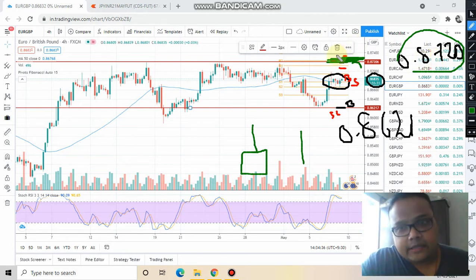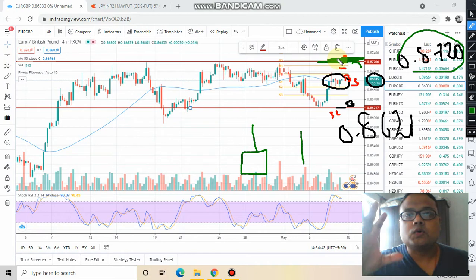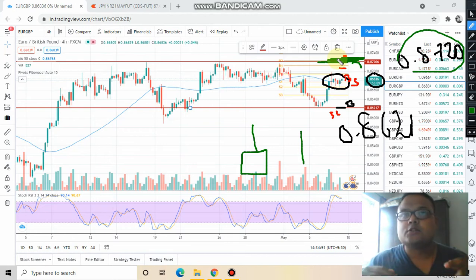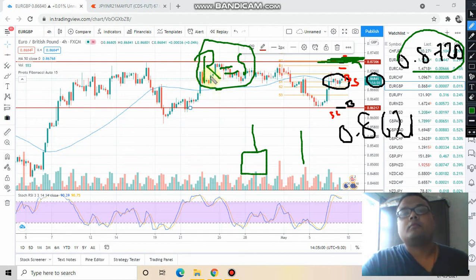In case it crosses this level, then wait for 3 to 4 hours and try to read the market psychology. If you see that price is trading comfortably and is not struggling, then you can go for a buy, once you get the confirmation that the resistance has become the support. So this is strategy number 1.